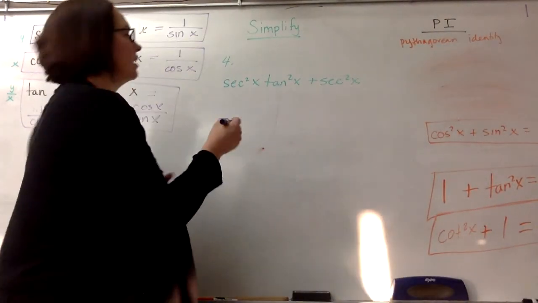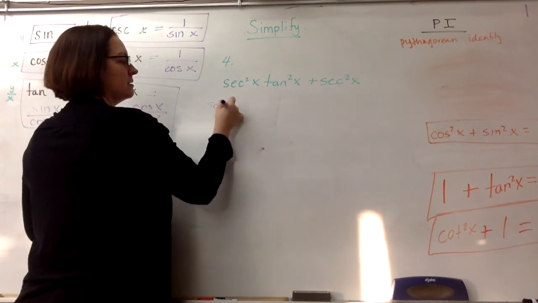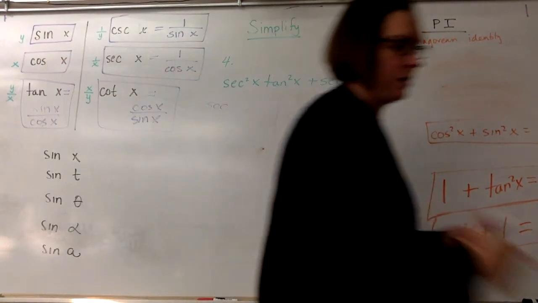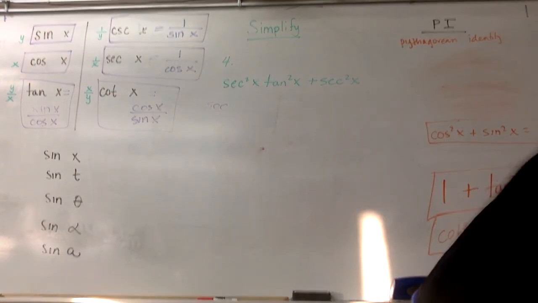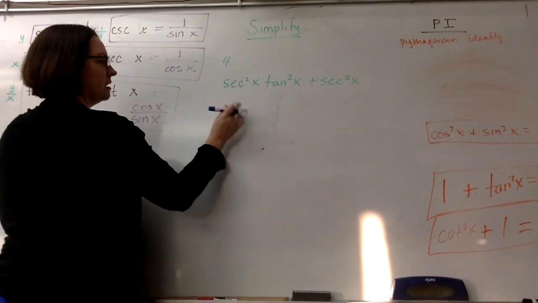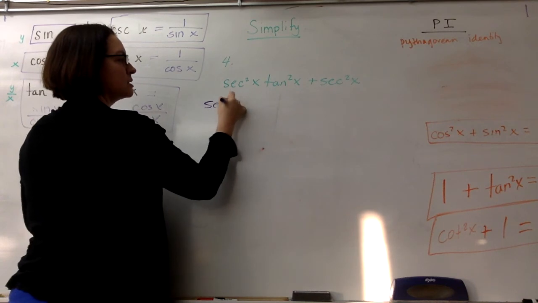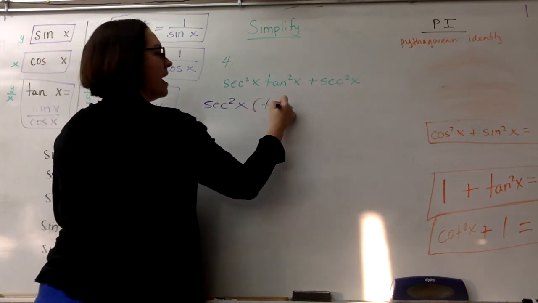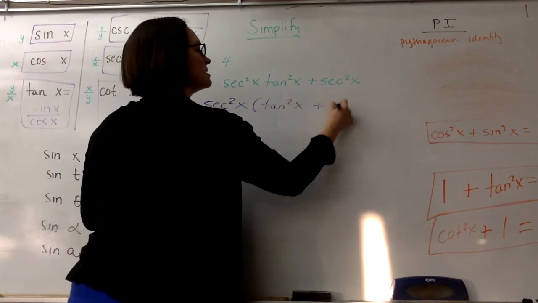So if I come over here, I'm going to take out secant. Let me find a different purple marker, because it's hard for me sometimes to read the letters. I'm going to take out secant squared x, and I'm going to say tangent squared x plus 1.